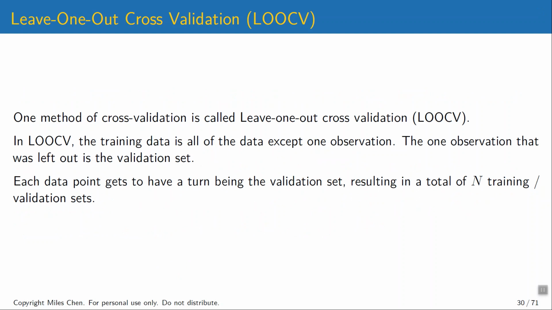Every observation in your data set will have a turn at being the validation point. So you leave out one of them, then try another model and leave out a different one. If you have n observations, you're going to fit n different models, and validate each against that one observation.